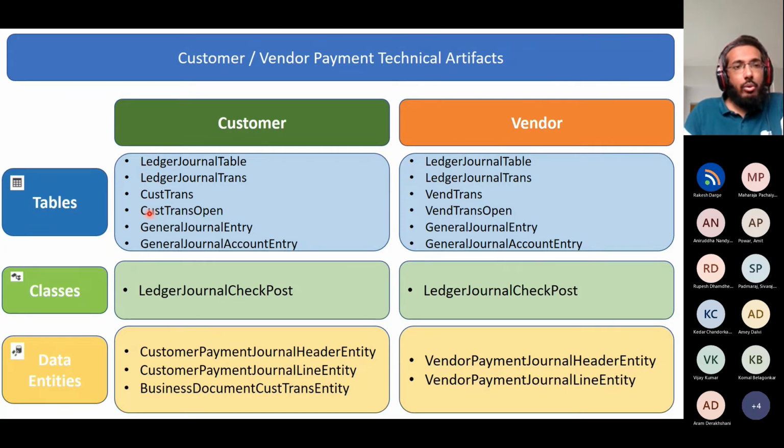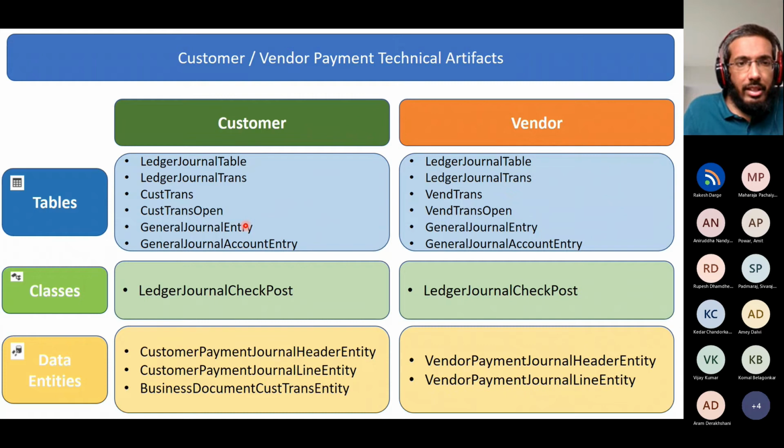Again, as I mentioned, there are two ways of doing the ledger journal. Either you can mark the record of invoice for settlement while you're creating the ledger journal, or you can just take the payment without marking the invoice or performing the settlement activity. If you are not performing the settlement activity, in that case you'll also find a record in CustTrans open for that open invoice or the open payment. And once you perform the settlement, it then moves on to a separate table. And that's something I'm going to show in the next slide quickly.